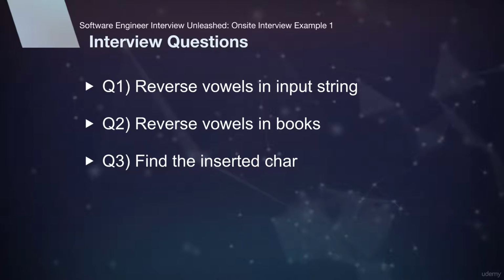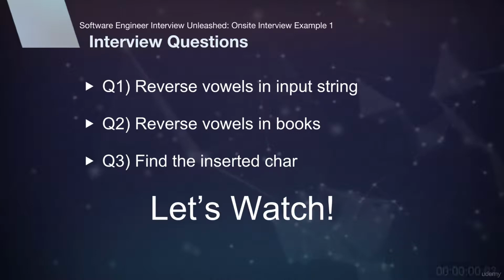And the second question is that in a physical library, we have millions of books, and we know the order of all the books, and we want to reverse all the vowels of all the books in the library, saying that the first vowel in the first book will go to the last vowel of the last book in the library. The third question is that for 2 input strings, the interviewee is asked to find out the inserted character. Let's watch.